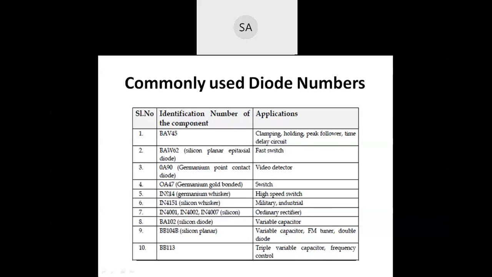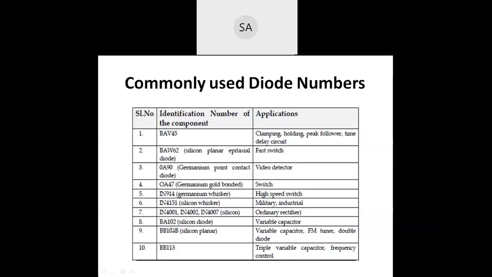And IN914 germanium whisker high speed switch. It will act as a high speed switch where we are using it in applications. And IN4151, a silicon whisker, is used in military and industrial applications. And IN4001, IN4002 and IN4007 silicon will act as ordinary rectifiers. This we are using for our laboratory purposes.